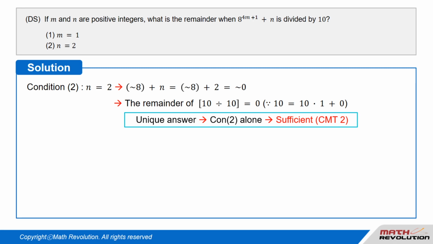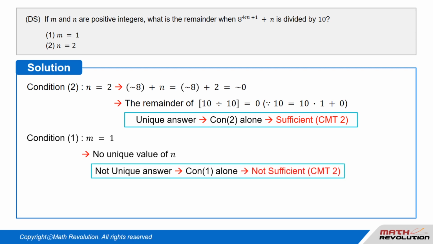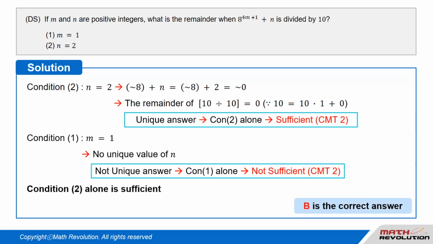Condition 1 tells us that m equals 1. However, we still cannot determine a unique value of n. So this condition is not sufficient by CMT2, which states that the number of answers must be 1. Condition 2 alone is sufficient. Thus B is the correct answer.